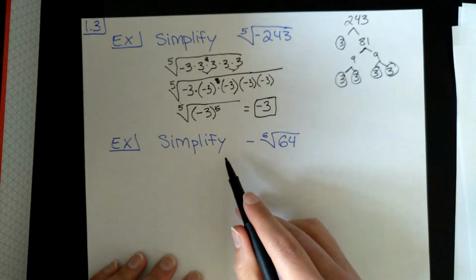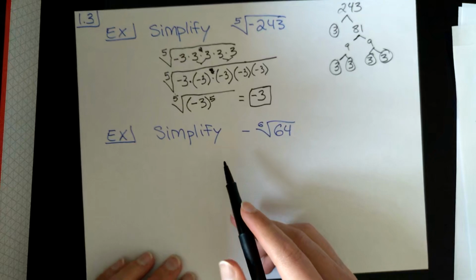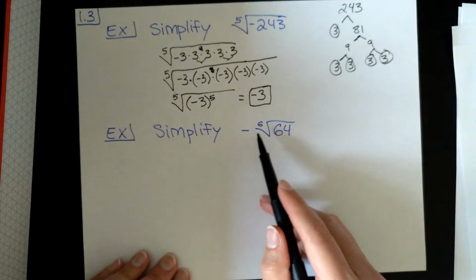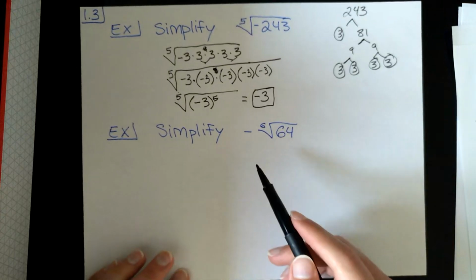Okay, so from here, go ahead and take a moment. Try to simplify the negative 6th root of 64.